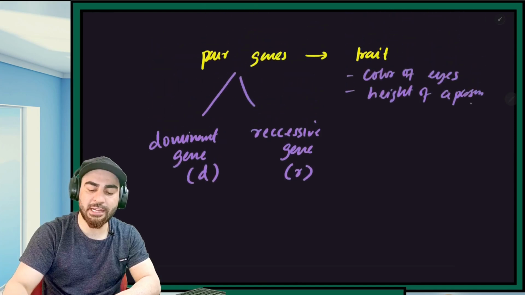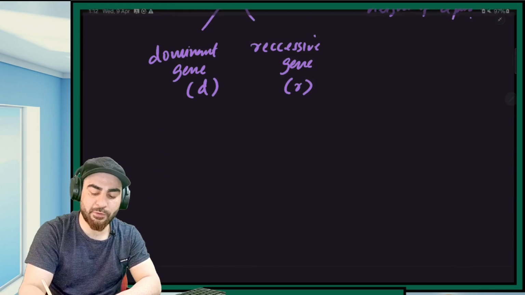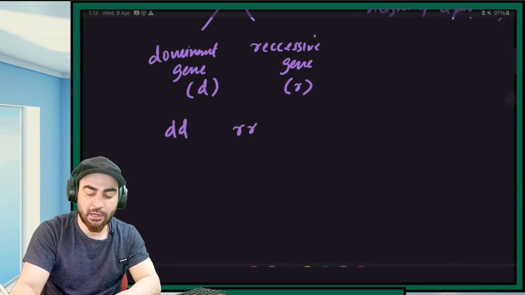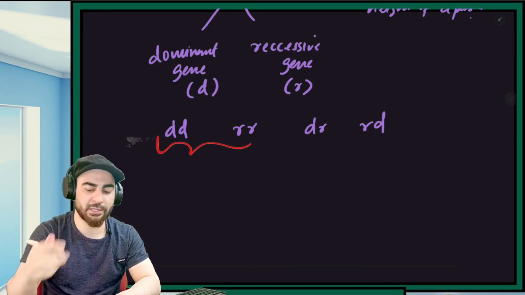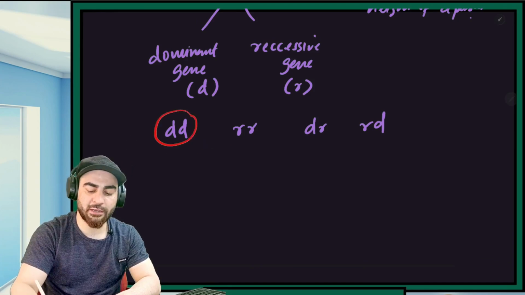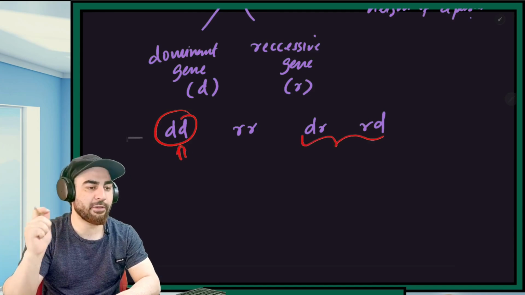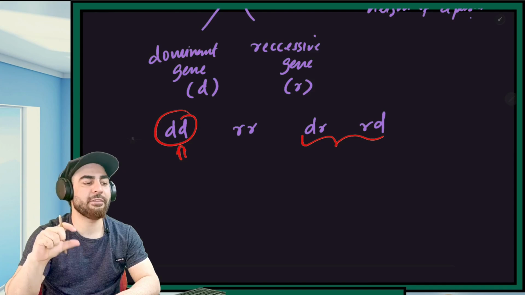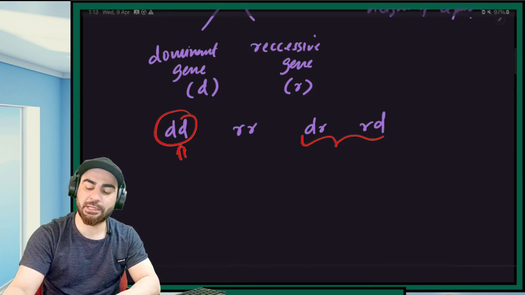As I said, we assume that a pair of genes is responsible for a particular trait. So the possible pairs will be DD, RR, DR, or RD. Here, these two are pure forms, either dominant or recessive. The dominant gene here obviously will express. In this hybrid case, you have the dominant gene with the recessive gene also. The gene is called dominant because in this case the dominant gene will express.